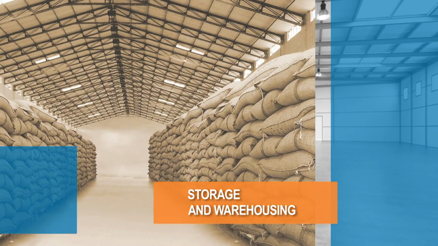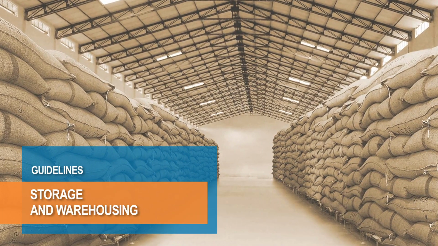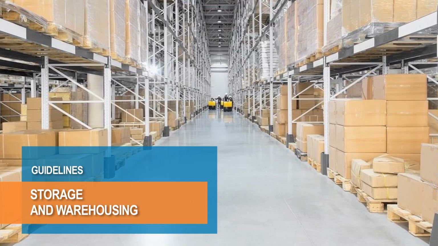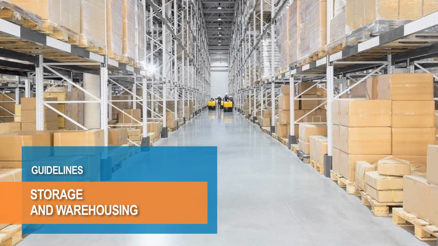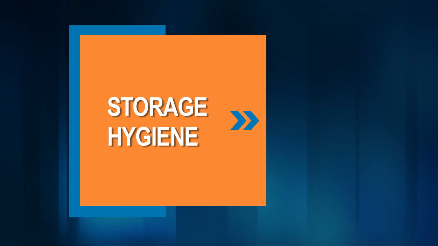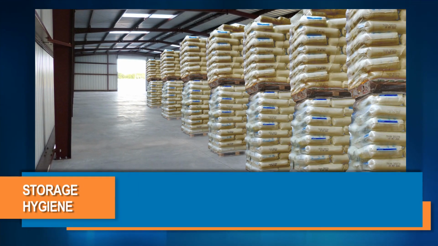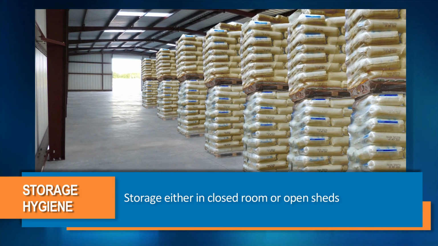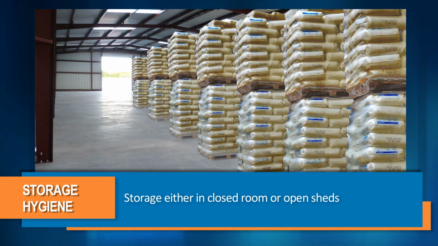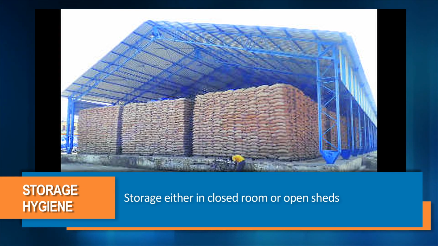In this video, we will learn about food safety and hygiene practices during storage of incoming raw material, packaging material, and storage of final product in warehouse. Storage of raw material and packaging material may be done either in closed room or open sheds.